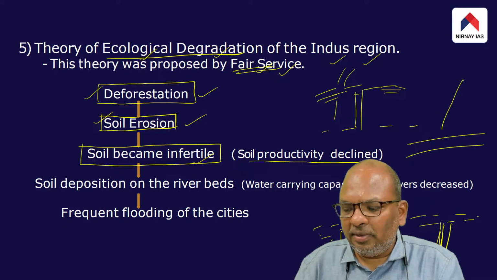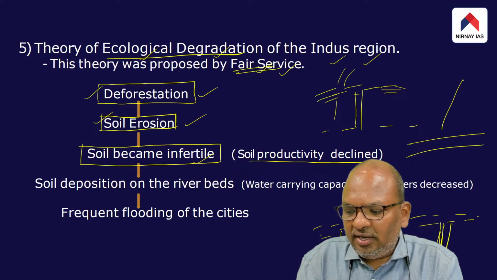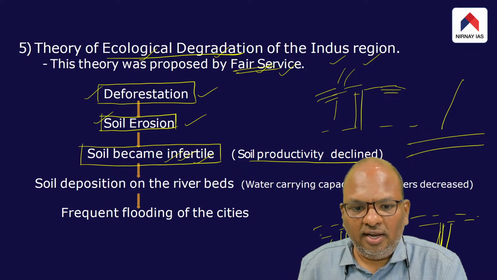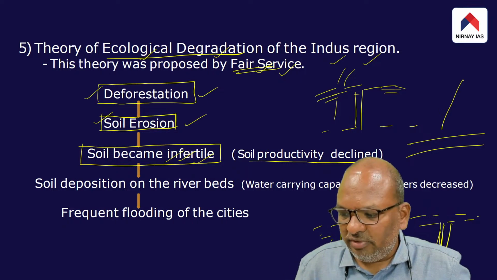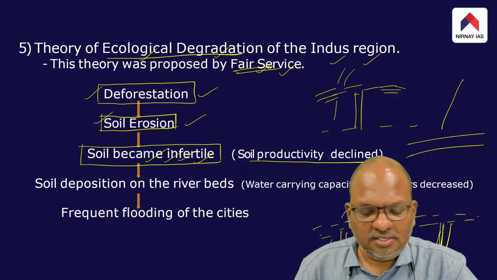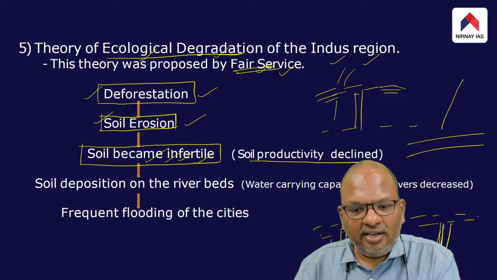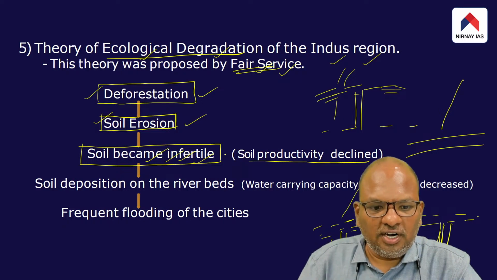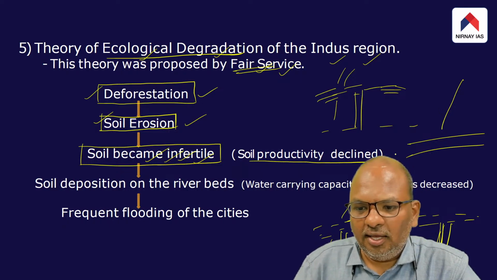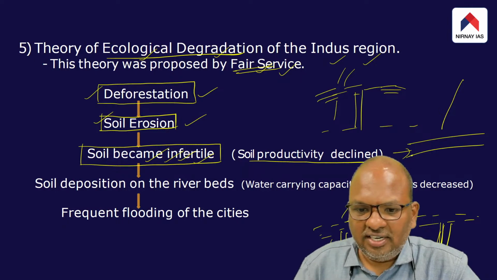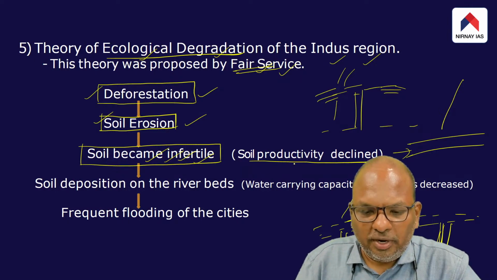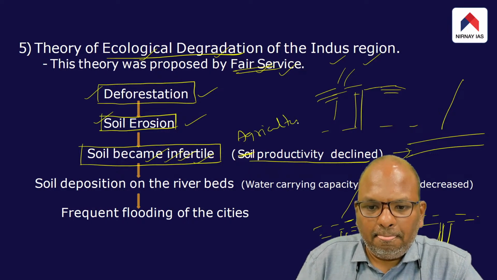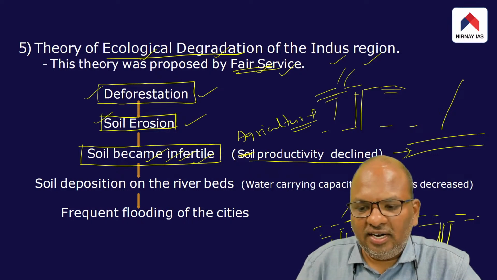Usually, you don't see much productivity in agriculture in regions with low soil quality. Basically, when soil quality declines, the productivity in agriculture also falls. So he argued that because of the infertile soil, agricultural productivity declined substantially.